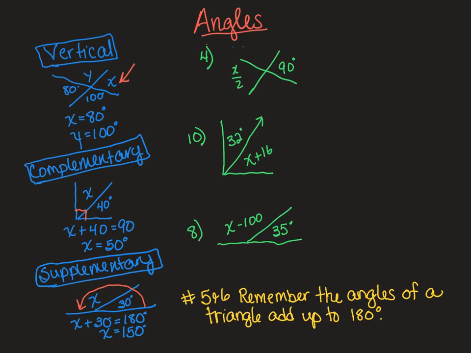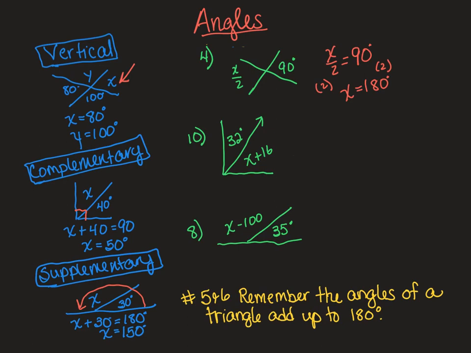I want to look at some of the problems you're going to have to do tonight, which I thought might be the ones that actually would cause the most problems. So in number 4, we have X over 2 is going to be equal to 90 because they are vertical angles. And so this is just like any equation we've worked on at school. And so you can see that some number divided by 2 is going to equal 90. So if I multiply both sides by 2, I'm going to see that X equals 180.